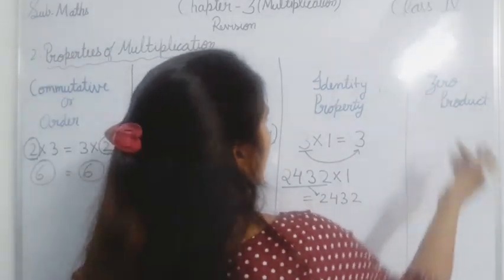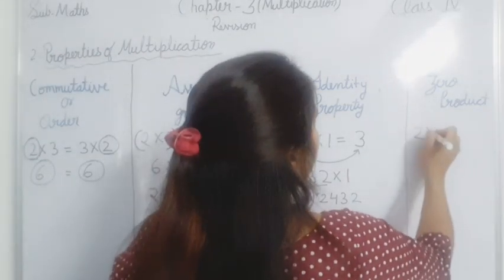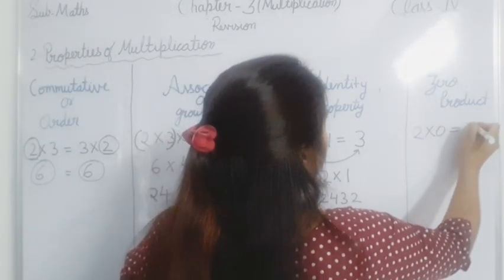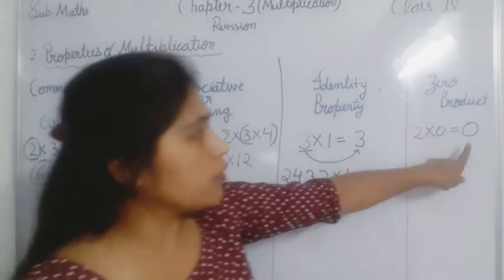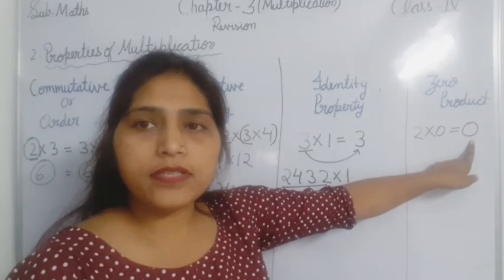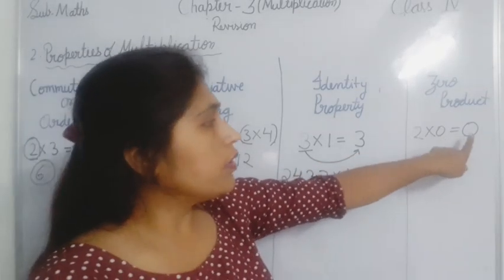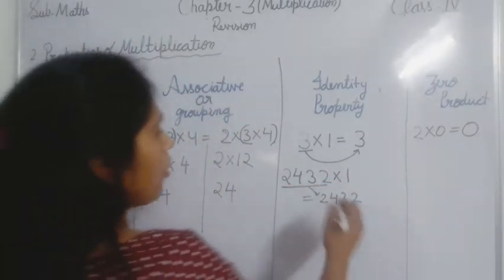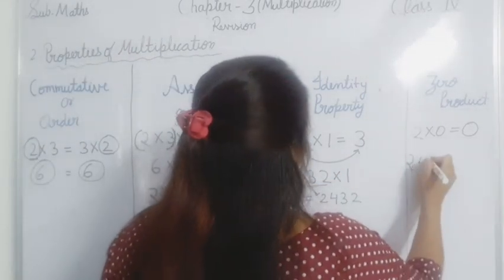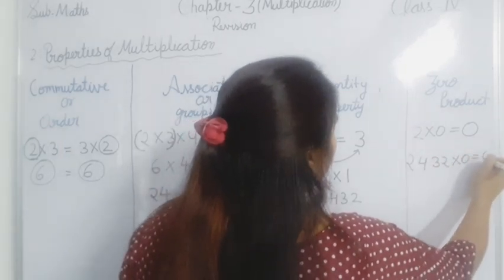Now next is the zero product. What is this zero product? When we multiply any number with 0, the product will always be 0. Means the answer will always be 0. This is applied for bigger numbers also. The same way, I am taking 2432 multiplied by 0. So you will get 0.